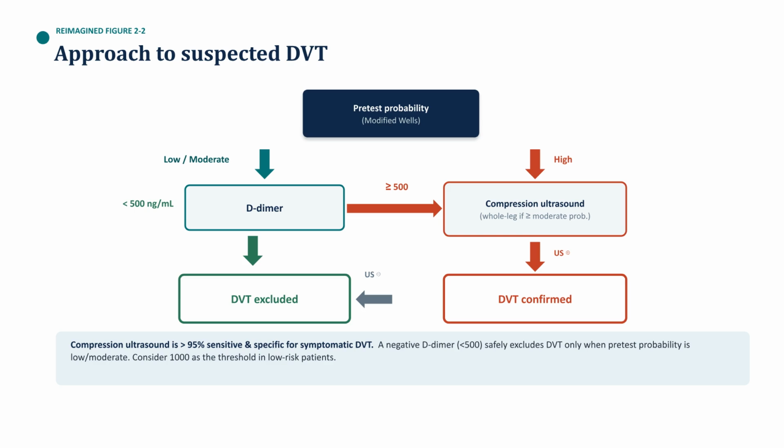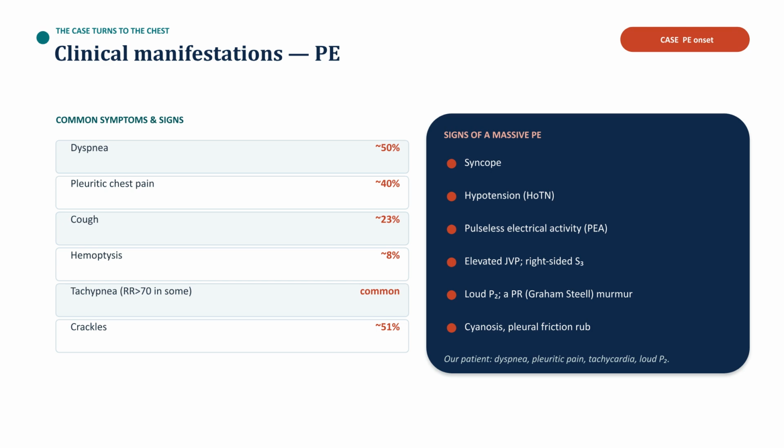That totals 5 points, placing her in the high probability band. A caveat: this score is most useful for outpatients and less reliable in hospitalized patients, where we move straight toward imaging. This algorithm shows the diagnostic path: For low or moderate probability, we send a D-dimer.